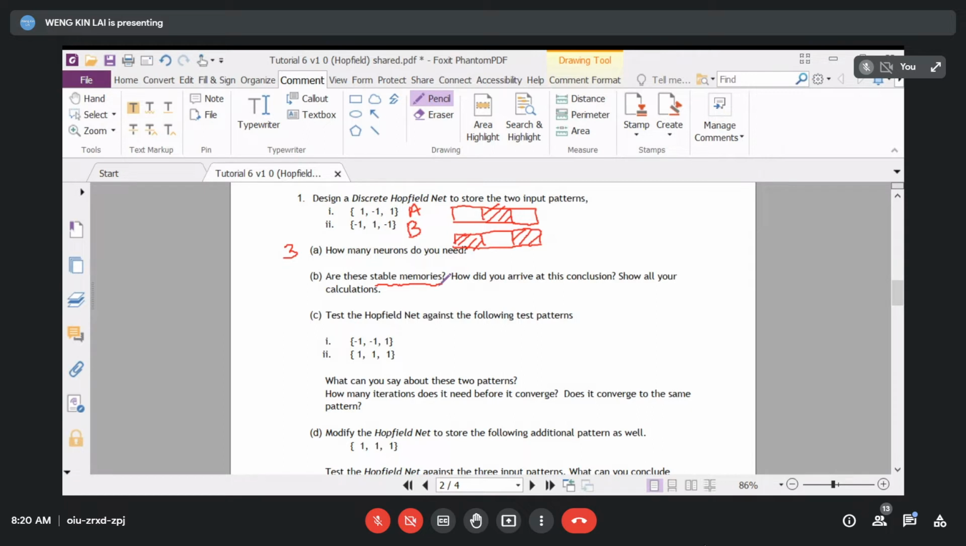Basically, if you remember, what it means is that if you present back the same pattern, does it converge back to the same input pattern, or does it go to a different pattern? Is it still stable, or does it oscillate? You might see all that. So you have to show all your calculations to show that this is stable or not stable, whatever it is.